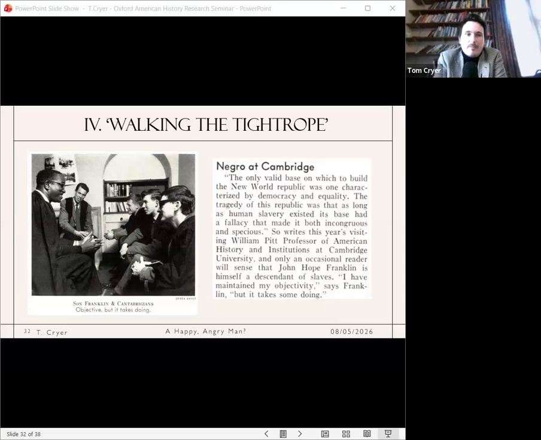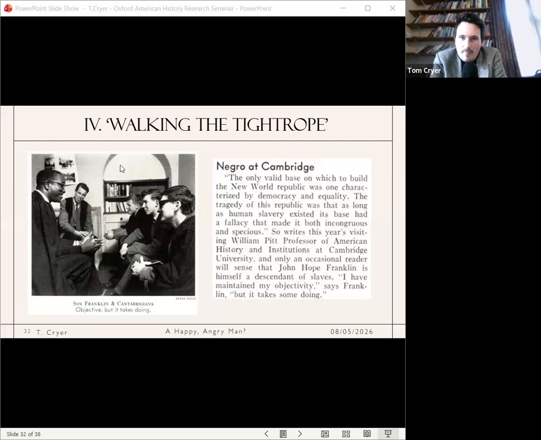His race, however, remained symbolically marked. Startlingly, a Time profile of Franklin observed that only an occasional reader will sense that John Franklin is himself a descendant of slaves, and subtitled a section of its report, "Wrong Skin." Franklin was quoted warning that, quote, "almost invariably we progress only to the extent that the white man advances in understanding that a human being is a human being. There have been African Americans as talented as I before them, but they could not get where I have because the white man was not advanced enough to let them."